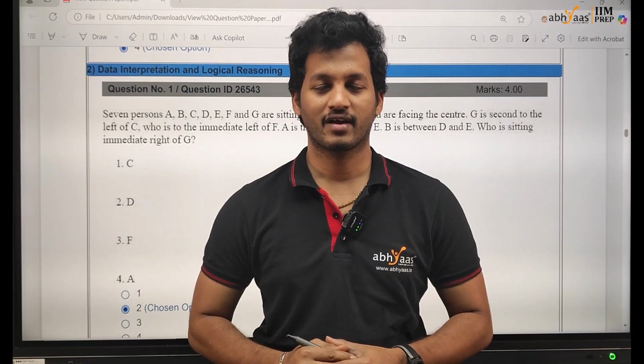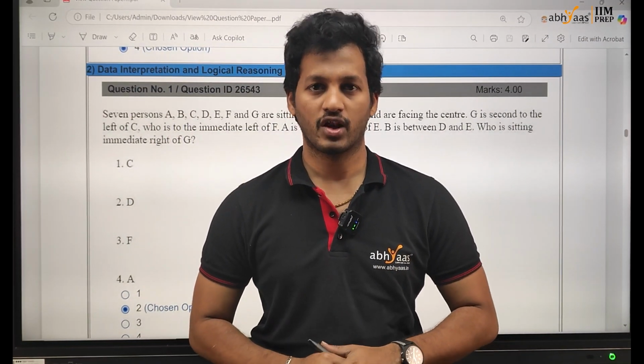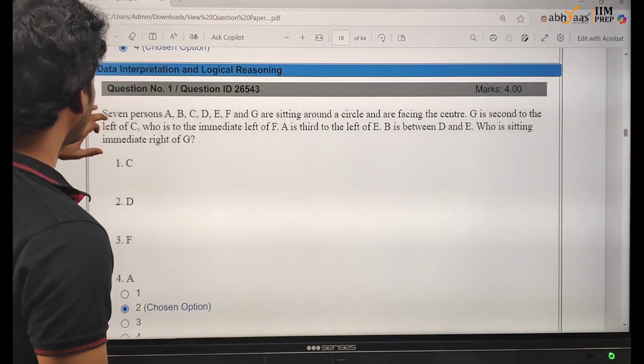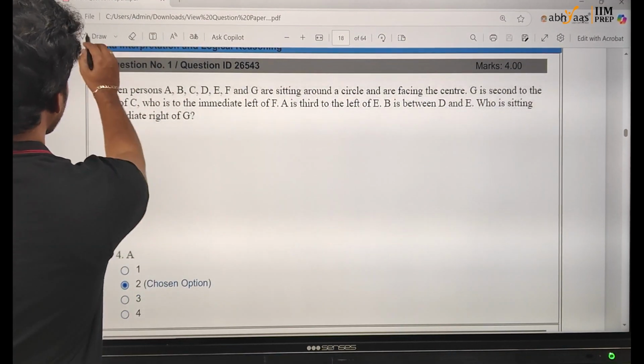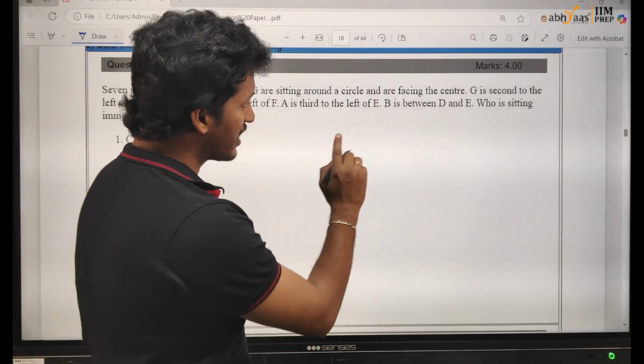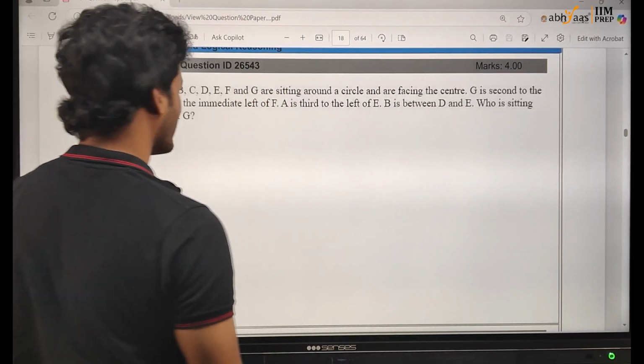Okay, ready. Now we are going to discuss logical reasoning. In this, the first question is a 7 persons sitting arrangement. 7 persons A, B, C, D, E, F, G are sitting around a circle and are facing the center. G is the second to the left and everything is given.